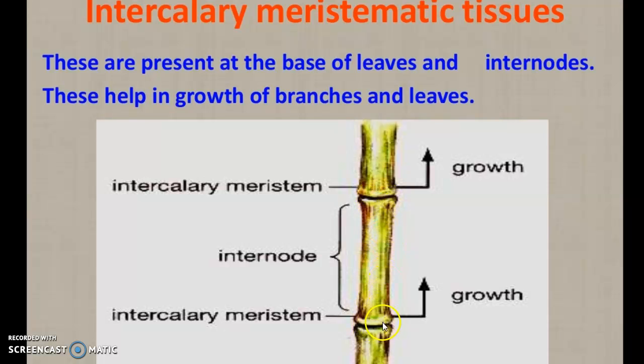This is the node, this is also a node, and the area between two nodes is known as the internode. So intercalary meristem is present at the base of the internode, and it helps to increase the growth of the branches and the leaves. Especially they are present in the form of patches in grasses, and they help in the regeneration of grass blades which have been removed by herbivores.